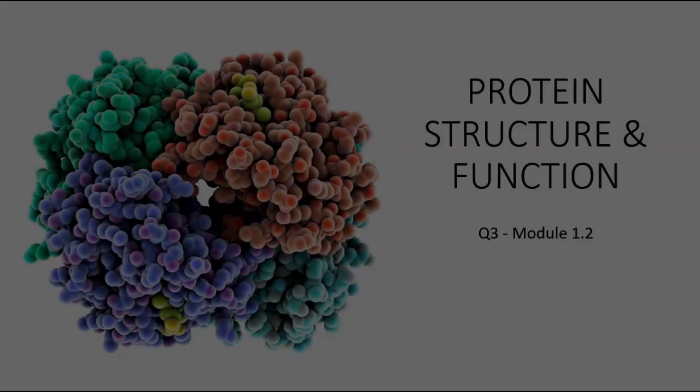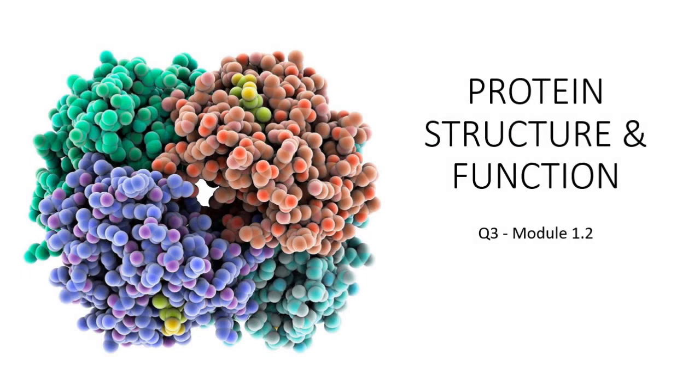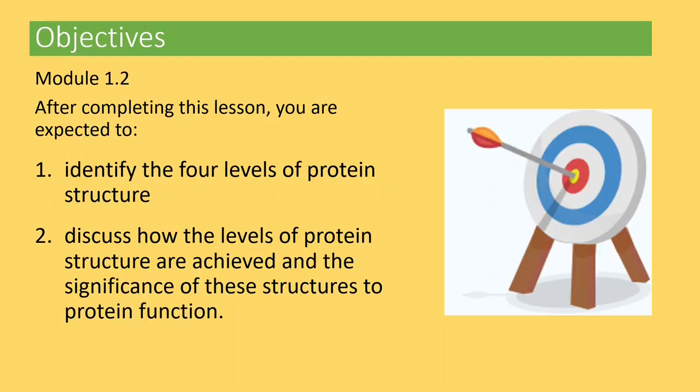With that, we can now go to protein structure and function, which is the title of module 1.2. We have the following objectives for this module. Number one is to identify the 4 levels of protein structure, so you have to remember these 4 levels. Number two is to discuss how the levels of protein structure are achieved and the significance of this structure to protein function. You will be studying not only the different levels of protein structure, but also the accompanying function and what causes this function at these different levels. So let's begin our discussion from here.